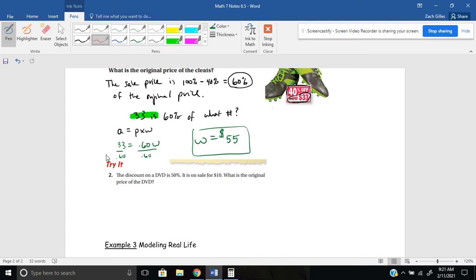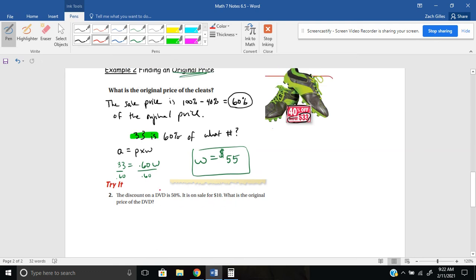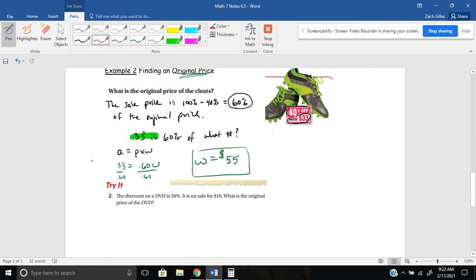Okay, the try it says, the discount on a DVD is 50%. It is on sale for $10. What is the original price? So same as this example up here, the discount is 50%. So we pay 50%, right? If it's on sale for 50%, then we're only paying for 50%. So the question we need to ask ourselves is, $10 is 50% of what number? Just like in the previous example.